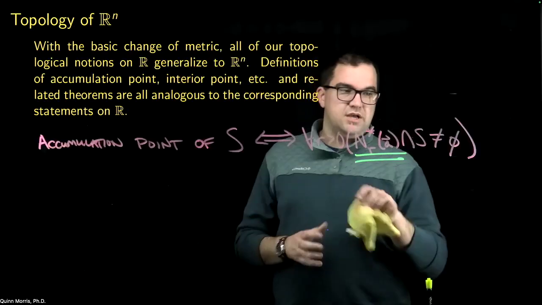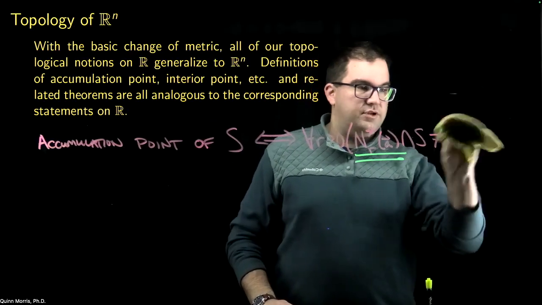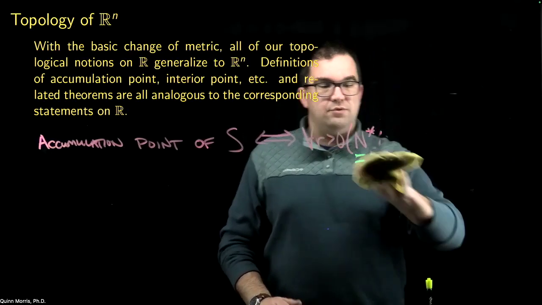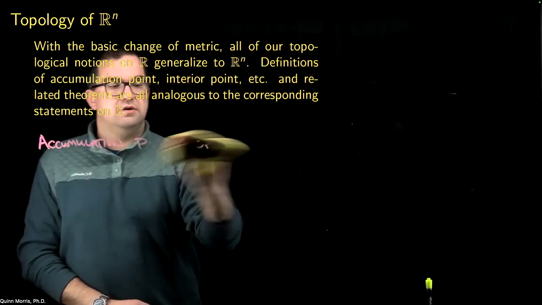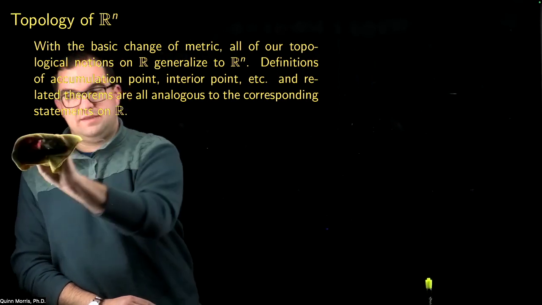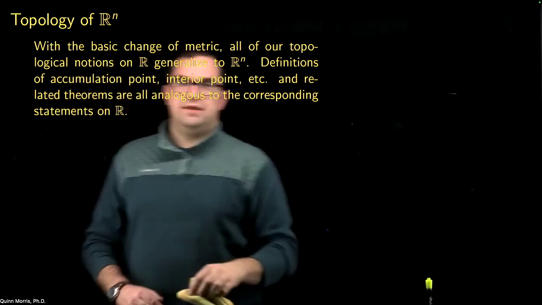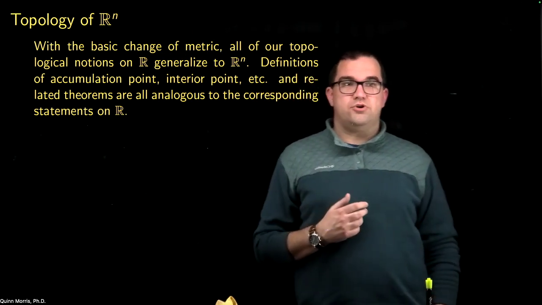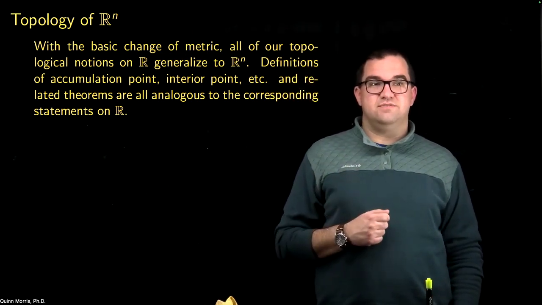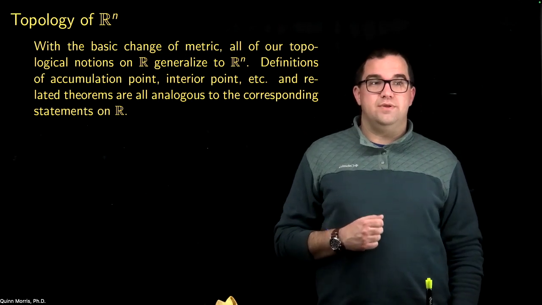We'll conclude our discussion at this point for today. The next thing we want to do is use these modified notions of accumulation point and interior. Again, all of this really just gets back to changing the metric. We want to use these to start to understand limits of functions of several variables, which we will do in the next video.